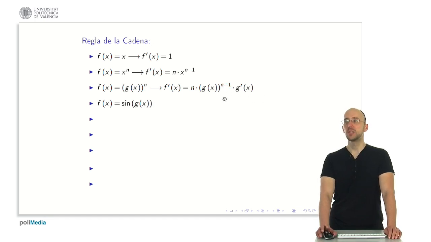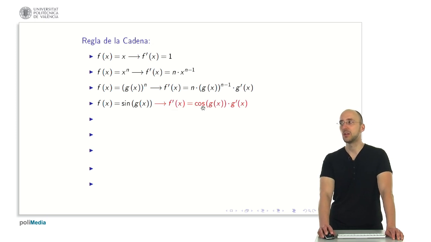Let's continue with the sine of a certain function g of x. You should all remember that the derivative of the sine of x is the cosine of x. Now what happens when I have the sine of g of x? You've seen it in the previous example. Let's see how this would look. The derivative of sine is cosine. The function g of x remains without being differentiated. We then multiply this by the derivative of the function g.